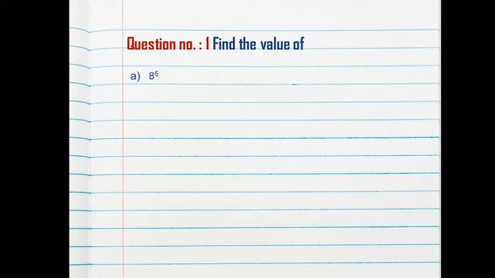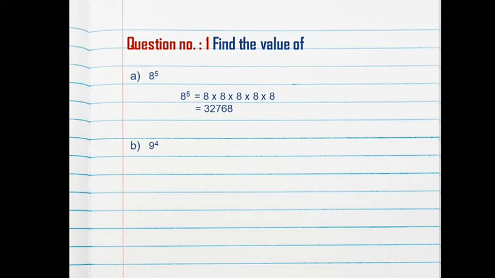So the solution: 8 raised to the power 5 is equal to 8 into 8 into 8 into 8 into 8. So when we multiply 8 with itself 5 times, we will get 32,768. So this is how we have to find out the value of an exponential number.